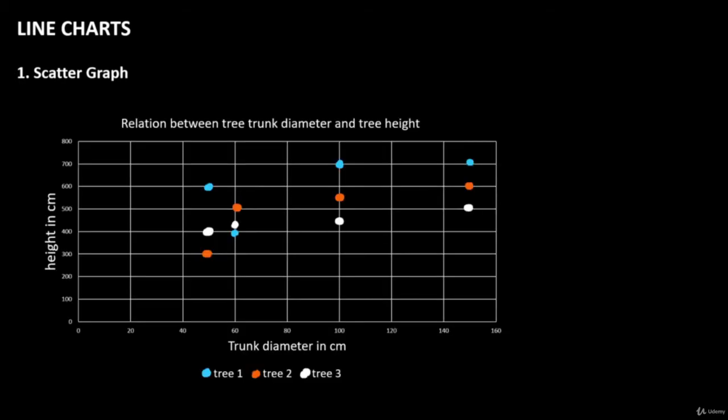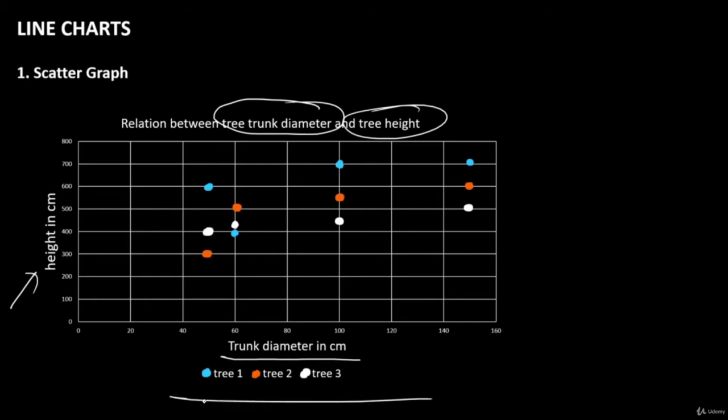Let's take an example. All right, now over here you can see there is a heading. It says relation between tree trunk diameter and tree height. All right, now in the x-axis you have trunk diameter in centimeter, and in the y-axis you have height in centimeter. All right, and then you have a legend which says that blue represents tree 1, orange represents tree 2, and white represents tree 3. All right, now over here you have a scatter plot.